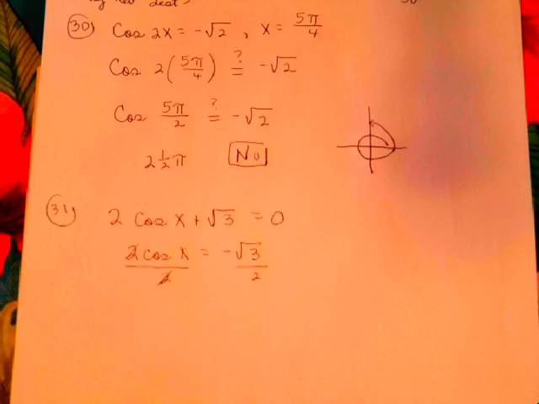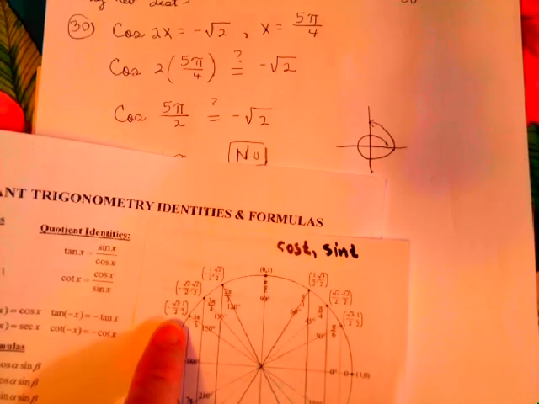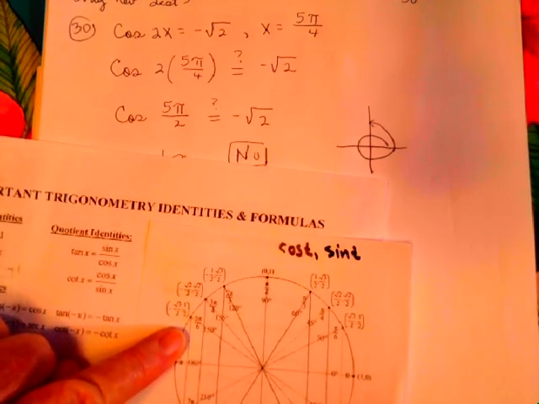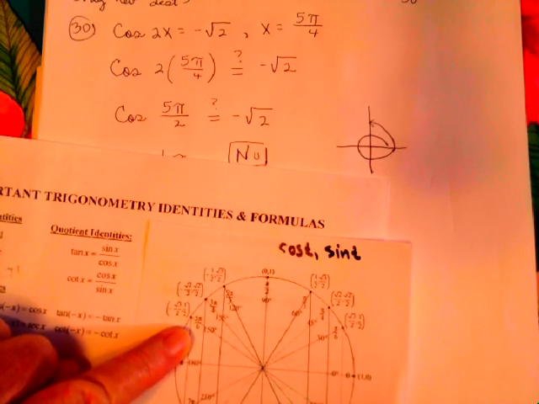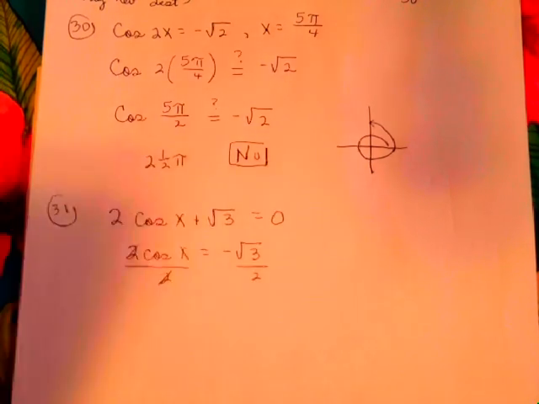Now I'm just asking you, what angles have a cosine of negative square root of 3 over 2? Look at your unit circle. Find the places where that first number is negative square root of 3 over 2. That would be 150 degrees and 210 degrees. Look at the radian measures in those places. 5 pi over 6, 7 pi over 6.